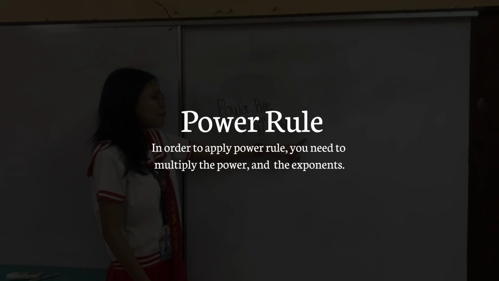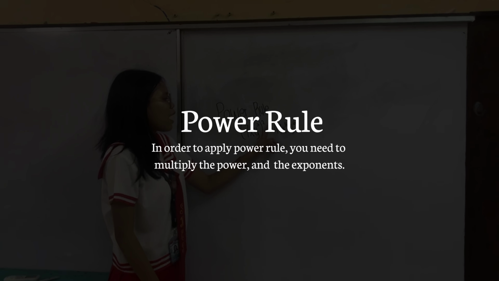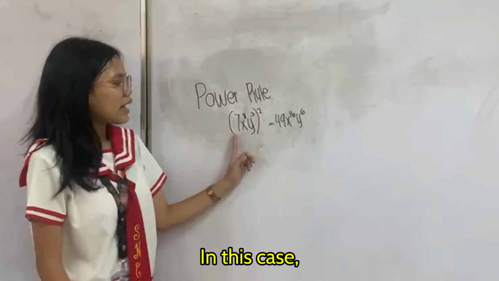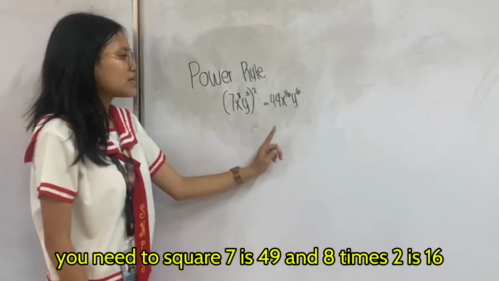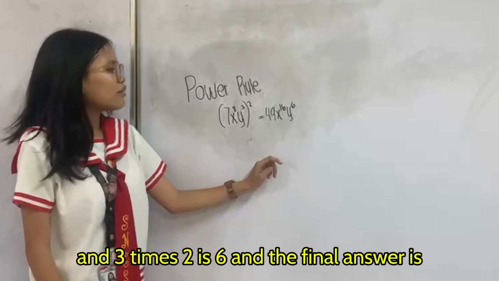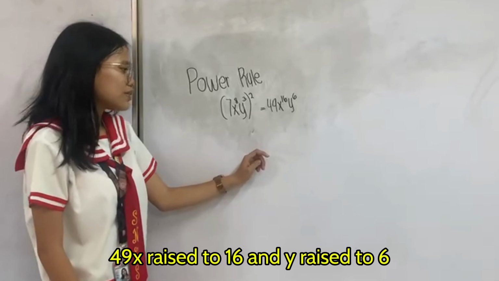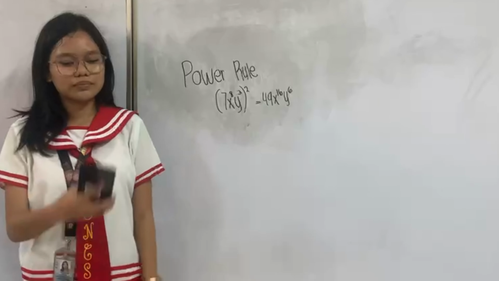In order to apply the power rule, you need to multiply the power and the exponent. This means you need to square 7 is 49, and 8 times 2 is 16, and 3 times 2 is 6. And the final answer is 14x is 16 and y is 16.